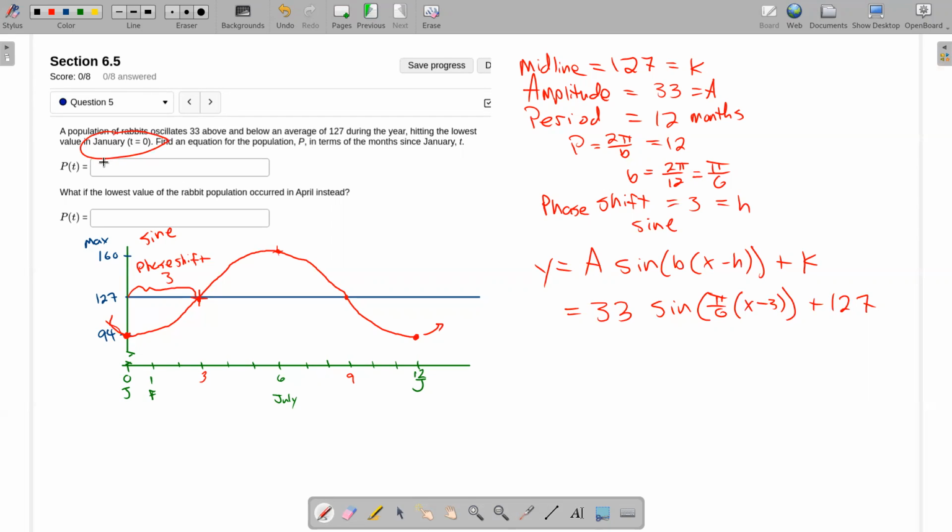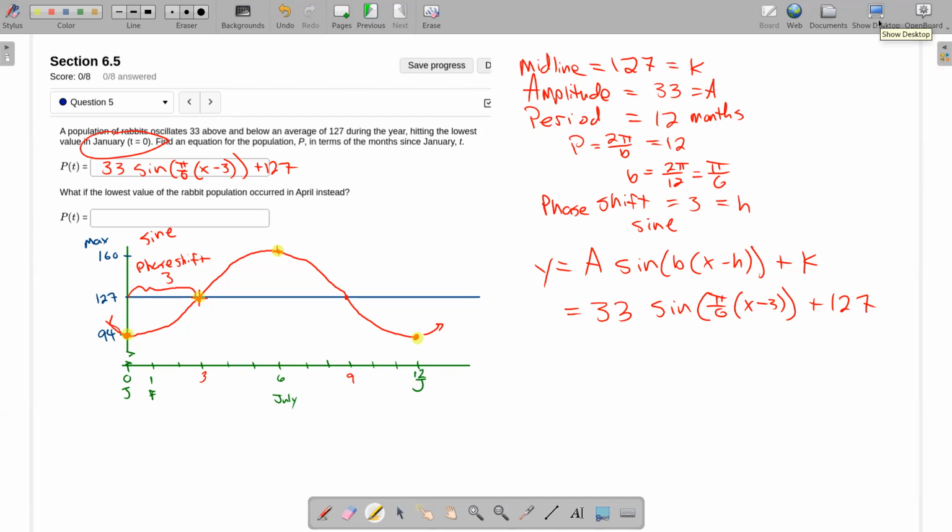So this one is 33 sine, and let's graph it to make sure we didn't mess this up. Occasionally I lie to myself about these things accidentally. All right, so what are we looking for in the graph? We're going to be looking to see if we have our minimum of 94 rabbits at January, t equals 0. Three months later, we should see the midline of 127, and 6 months later, we should see the max of 160, and then our full period should complete again 12 months later with the min of 94.